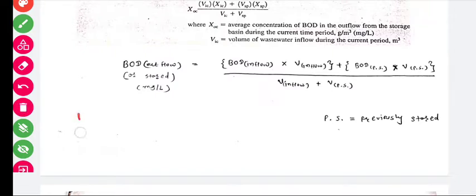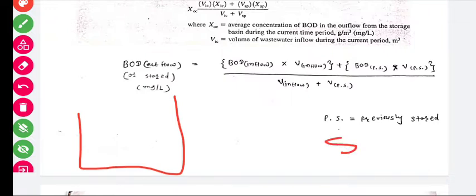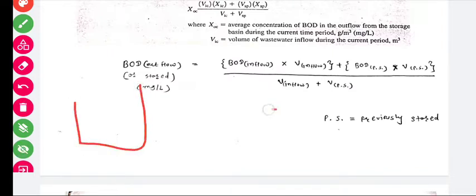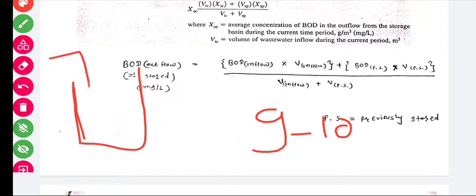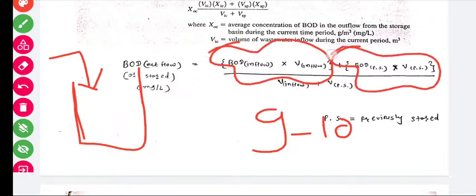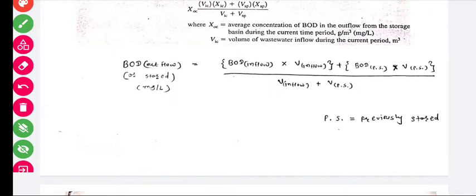So this is your equalization basin. Let's talk about any time duration, like 9 to 10, for example. Between 9 to 10, some previously stored water will be there, and some inflow is coming. It is just like the bypass you calculated in hardness or softening. I think it is easy to understand by just looking at it. Inflow.